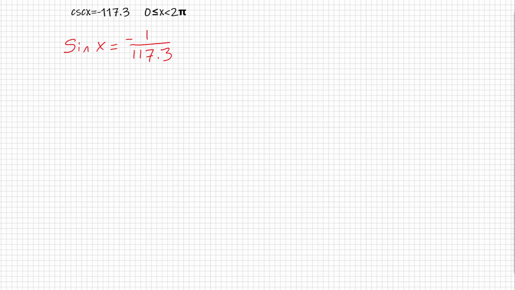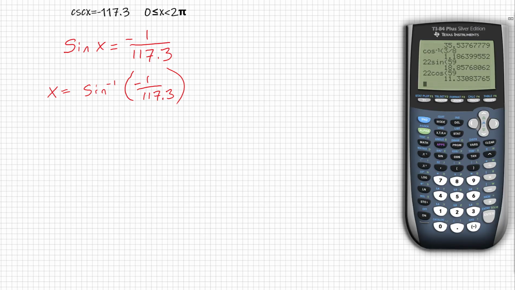So we're going to have to use our calculator to calculate this. I'm going to start off by saying that my reference angle, x, is going to be the inverse sine of negative 1 over 117.3. So let's bring up a calculator. I am in radians, so let's make sure we're there first. I am not, so let's go to radians.